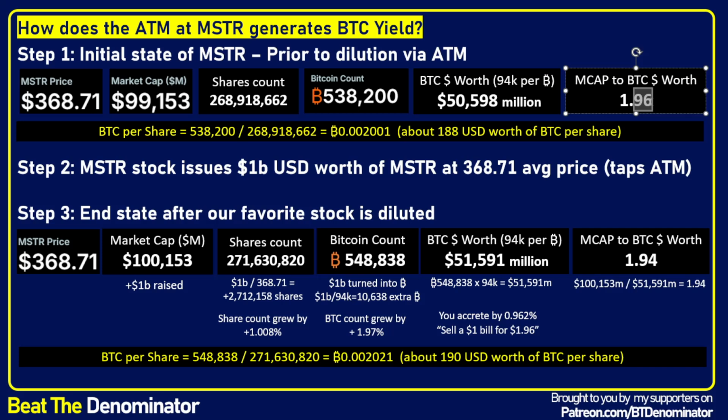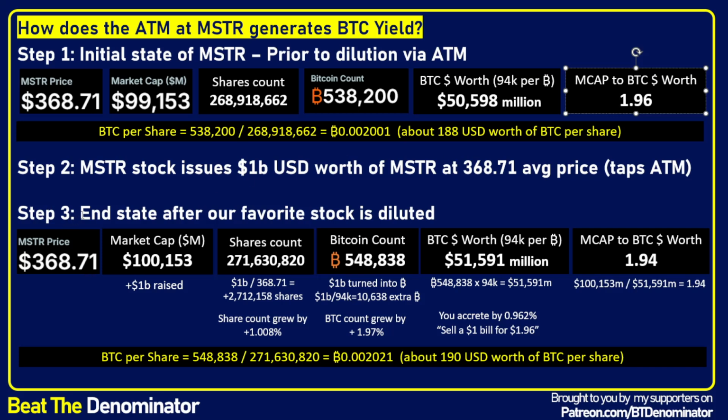And note how when you collect the 0.96, the price to NAV is going to go slightly lower. Printing new shares reduces your price to NAV. So let's now assume step number 2, Strategy issues $1 billion worth of new common stock. Strategy mints new stock. It just prints it via the permanent 21 billion at the market offering. Strategy prints the new shares at this 1.96 market cap to Bitcoin dollar worth, the MNAV, right? The price to NAV, as I call it on this channel.